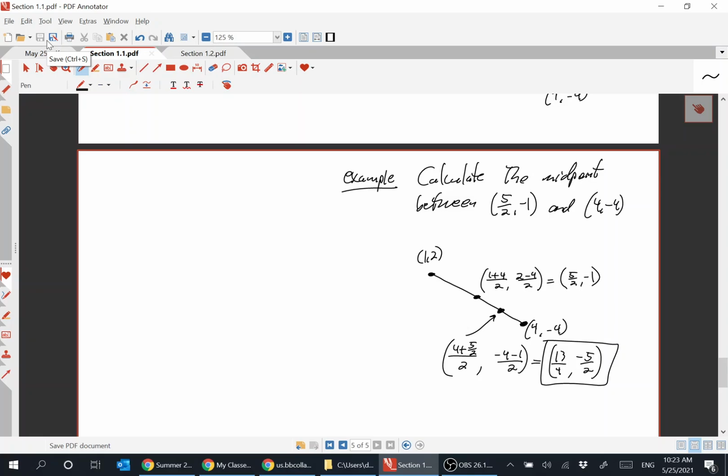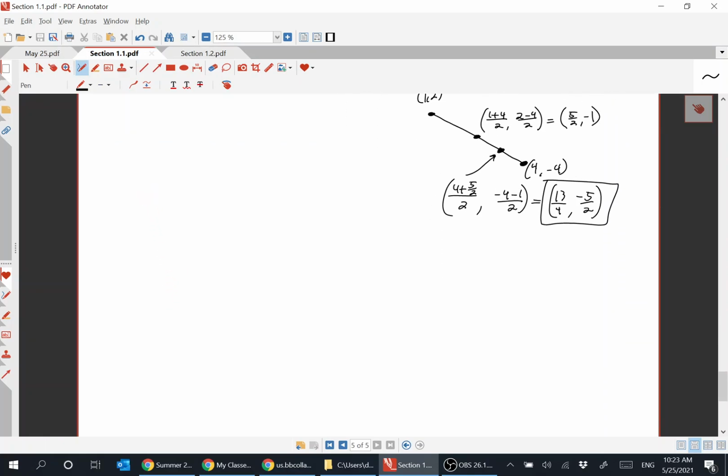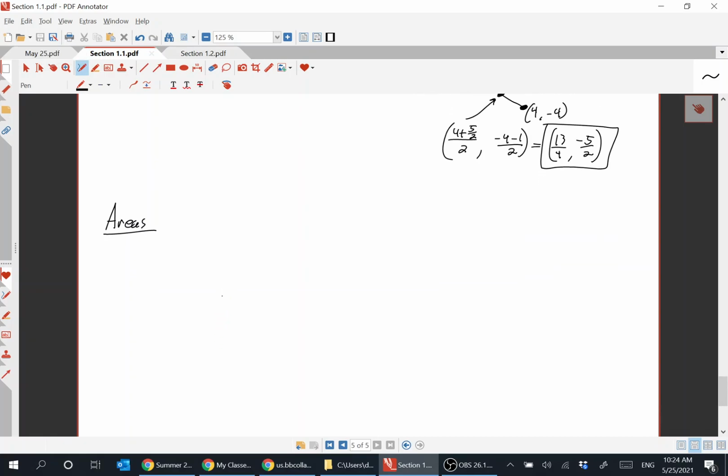All right. So again, we're just discussing some basic properties of the two-dimensional plane, and within the two-dimensional plane, midpoints are important, distances are important, and also sometimes areas are important. So let's talk a little bit about the area of triangles.